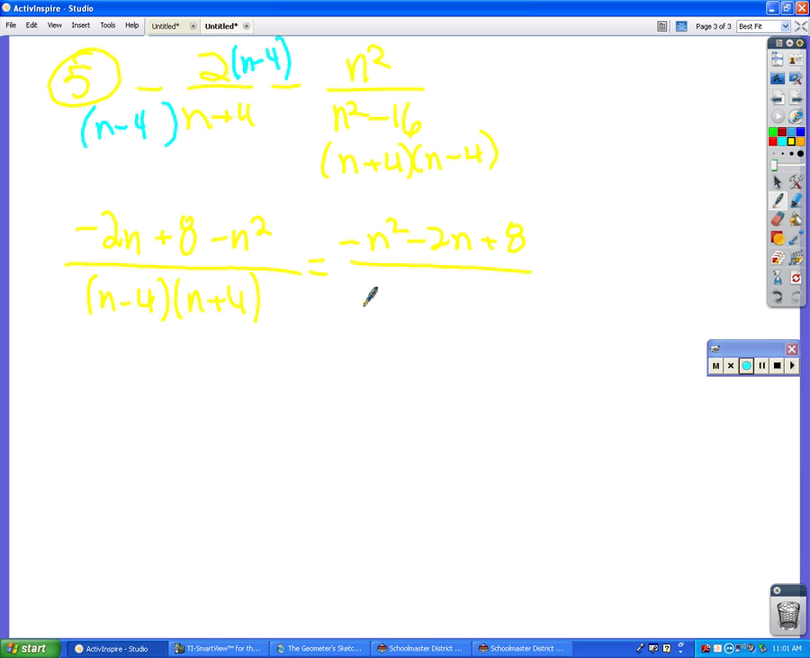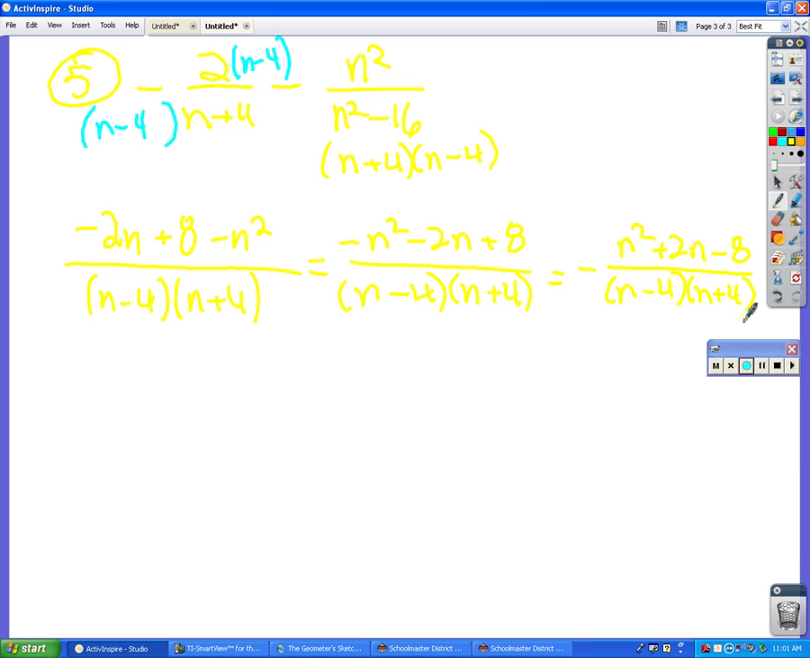Now I might be able to factor the top in such a way that it cancels with something on the bottom, so I need to check that out. But the fact that I have now a negative n squared throws everything off. I need to change it, so I'm going to change it back. I'm going to really tick you guys off. I'm going to put the negative back down here and make this positive n squared, positive 2n, and negative 8. Maybe it was a bad idea for me to bring that up to the top.